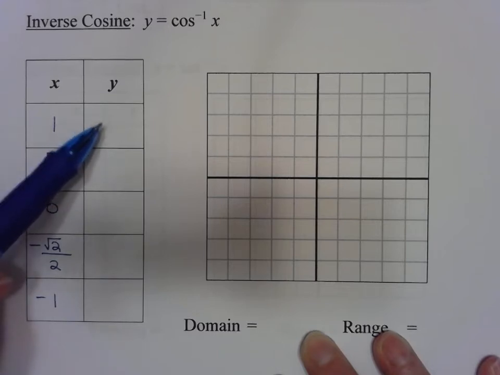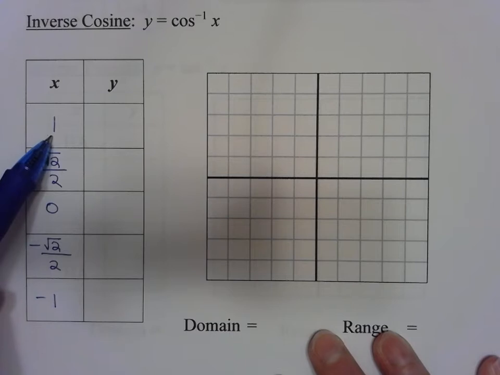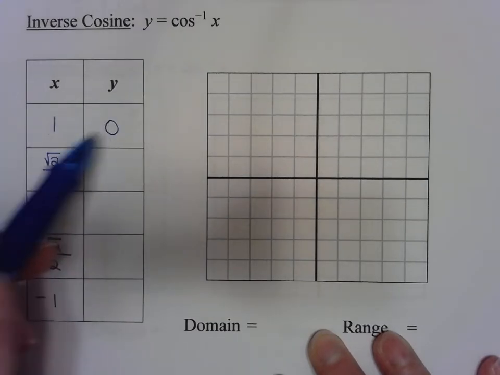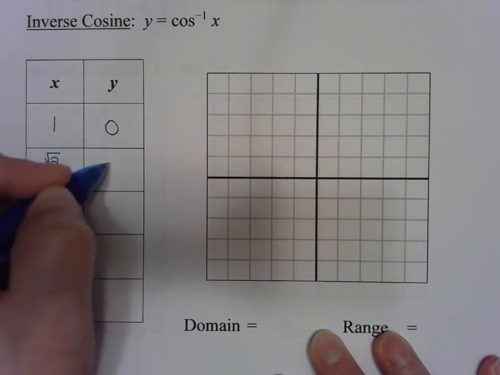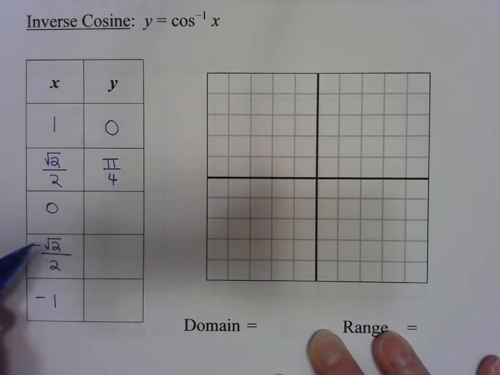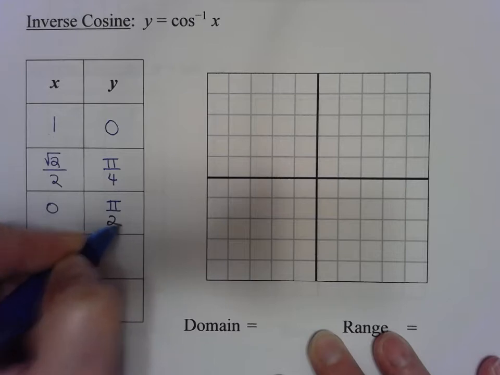And then the y values that we get out would be the angles that create these values for the cosine. So it's an angle of 0 that gives us a 1 when we take the cosine. Cosine of pi over 4 gives us square root of 2 over 2. Cosine of 90 degrees, or pi over 2.